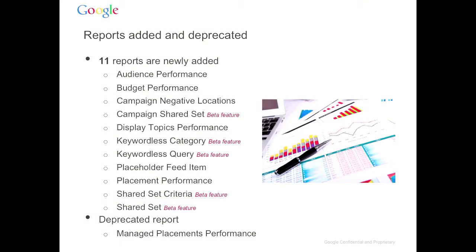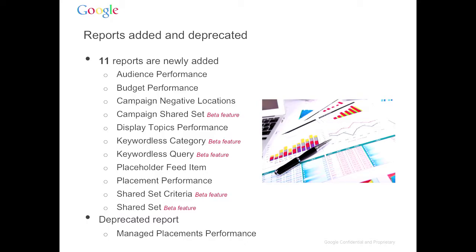So, 11 reports added. Audience performance report. Budget performance report, as I mentioned, for shared budgets. Campaign negative locations now added to the reports. This is a structural report, as you might imagine. It has no stats, but it's for you to get your negative locations. In beta, we have the campaign shared set report. This is basically also structural. It's for everything that's shared with campaigns, which includes, for example, negative keywords.